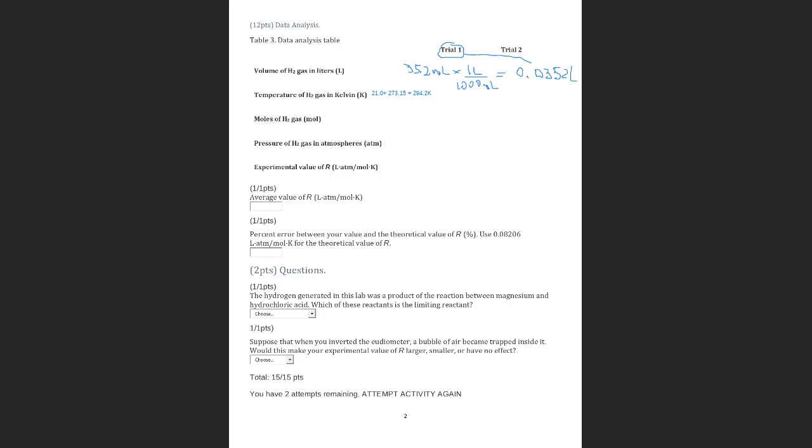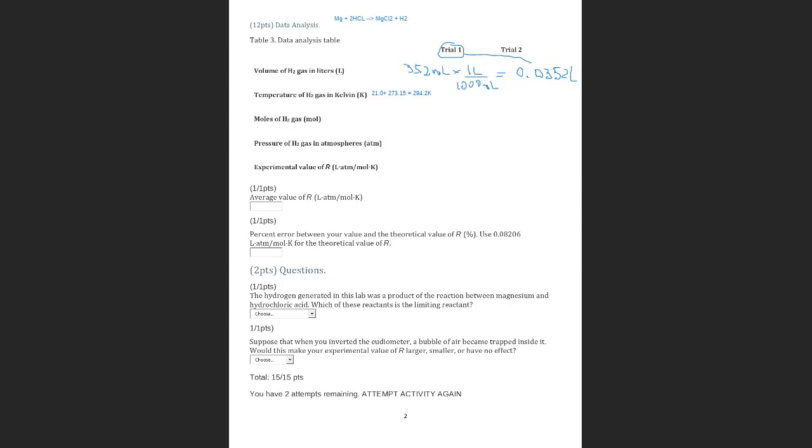Now they are asking for the moles of hydrogen gas. How do we calculate that? Let's look at the equation again. We know what is the chemical reaction. Magnesium plus hydrochloric acid, 2 moles, is going to give you magnesium chloride plus hydrogen gas. Very good.